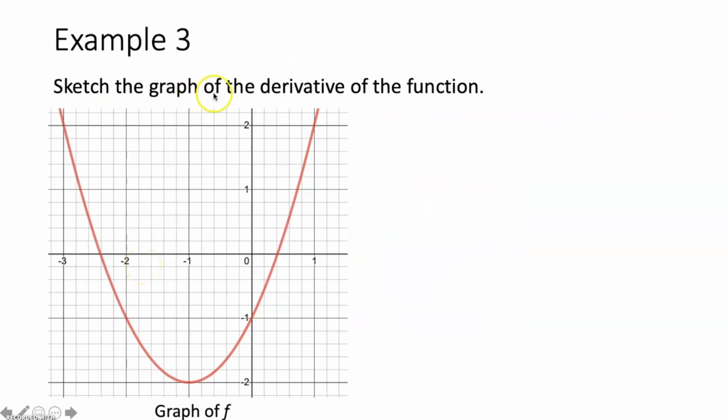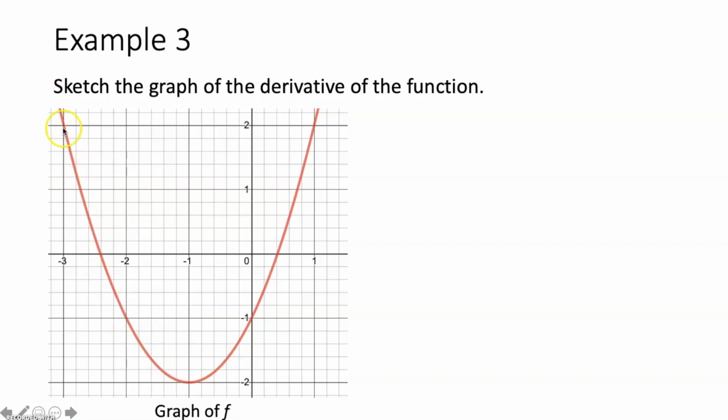Now, example 1 says sketch the graph of the derivative of the function. So here we have our function f, and we know that it is a parabola, meaning that it must be a quadratic function. Over here, we are going to sketch the graph of the derivative of this function. Now, it's important to remember that in the graph of the derivative, the y values are going to correspond to the slope of your function over here, or the slopes of the tangent lines to this function.